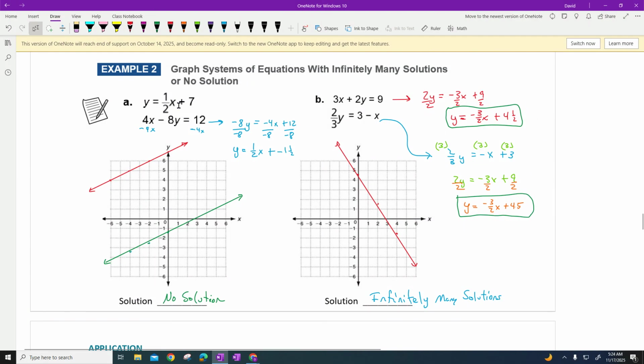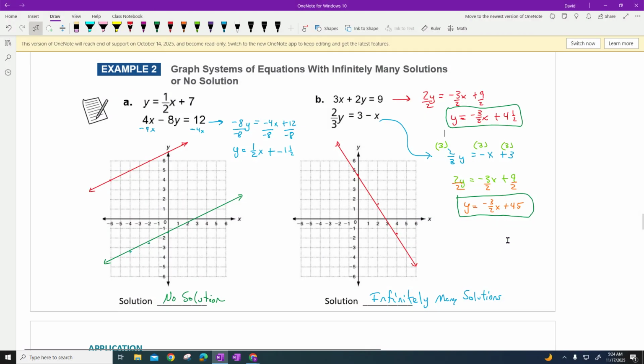And so I was always taught slope-intercept form. Just get them all in slope-intercept form. I don't think I even remember doing point-slope form when I was in school. We just did standard form and slope-intercept form.